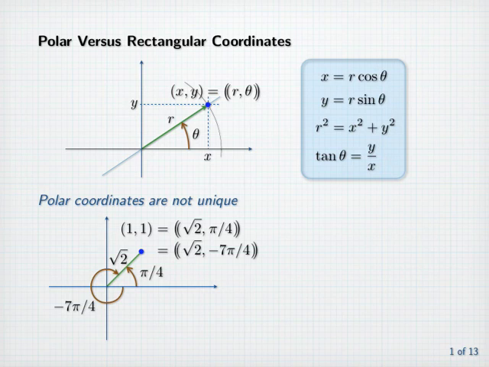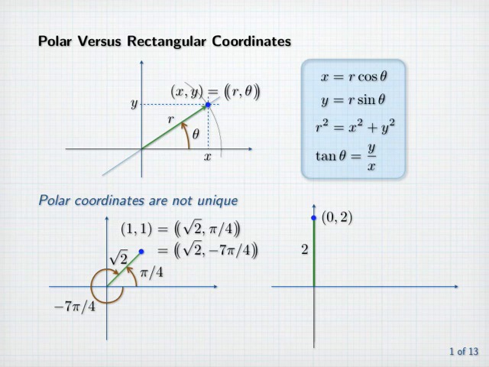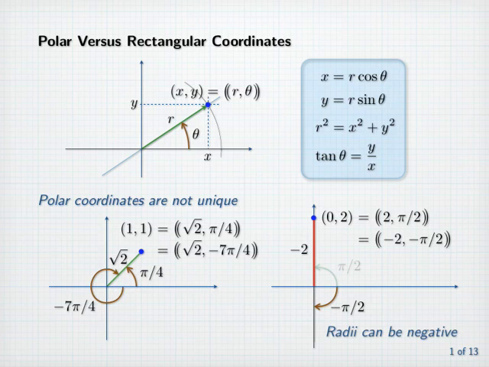To see a different sense in which different representations occur, consider the point with rectangular coordinates 0, 2. The simplest description of this point in polar coordinates is 2, pi over 2. On the other hand, we can associate with this point the angle minus pi over 2 together with a radius of negative 2. So negative 2, negative pi over 2 is an equivalent description of this point. Thus radii can be negative.